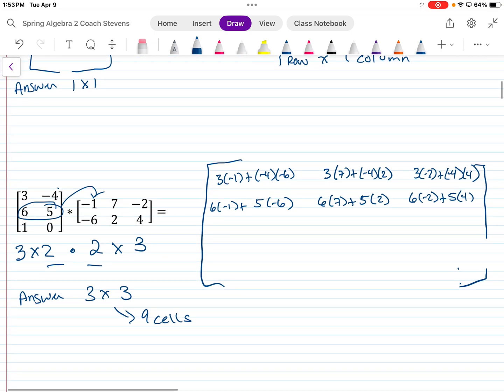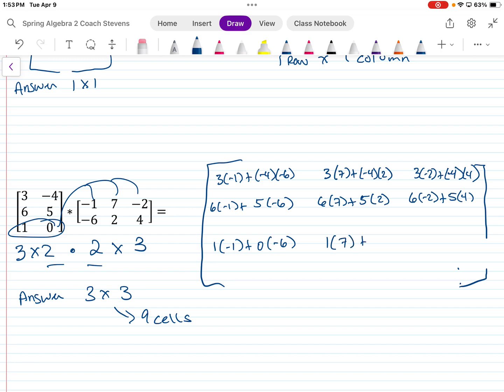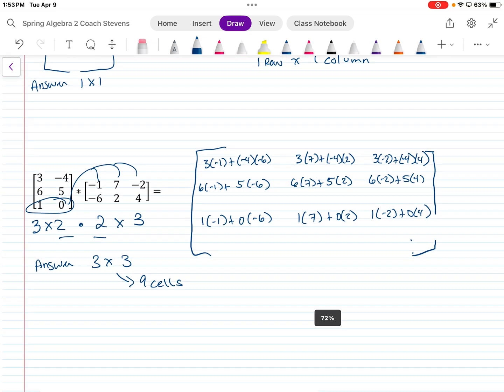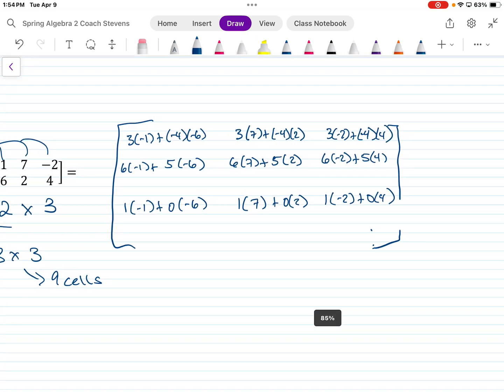Now, as I do the last row, we're going to take that 1, 0 and multiply it in. So that would be 1 times -1 plus 0 times -6. And then we have 1 times 7 plus 0 times 2. And then we have 1 times -2 plus 0 times 4. So there's my structure. Now it's time to just simplify and do the math.